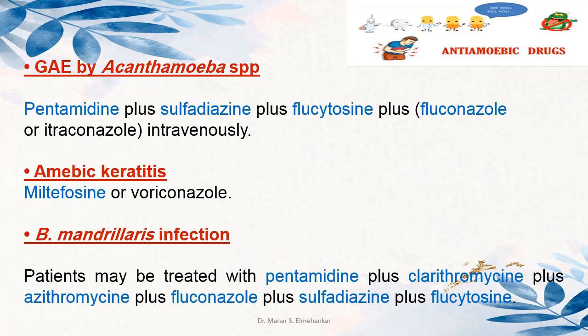In case of granulomatous amoebic encephalitis by Acanthamoeba species, the drug of choice is pentamidine plus sulfadiazine plus flucytosine plus fluconazole intravenous. In amoebic keratitis, we can use miltefosine. And in case of Balamuthia infection, patients may be treated with pentamidine plus clarithromycin plus azithromycin plus fluconazole plus sulfadiazine plus flucytosine.